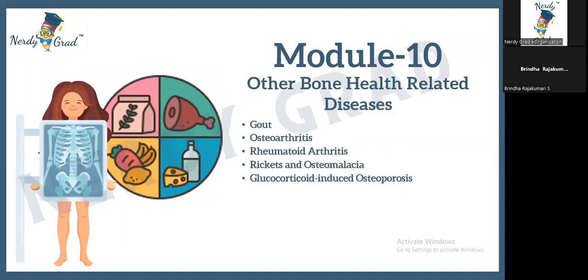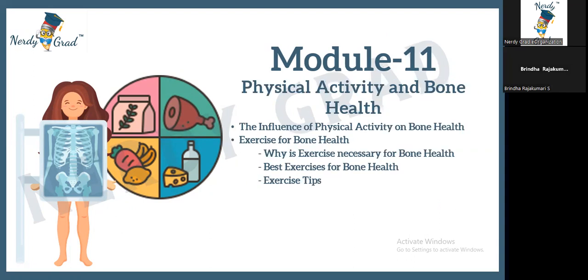In module 10, the other bone health related diseases will be discussed. That includes gout, osteoarthritis, rheumatoid arthritis, rickets and osteomalacia, and glucocorticoid induced osteoporosis. In module 11, we'll be discussing the role of physical activity in bone health, which includes the influence of physical activity on bone health and the exercise for bone health. That includes why exercise is necessary for bone health, best exercises for bone health, and some exercise tips.